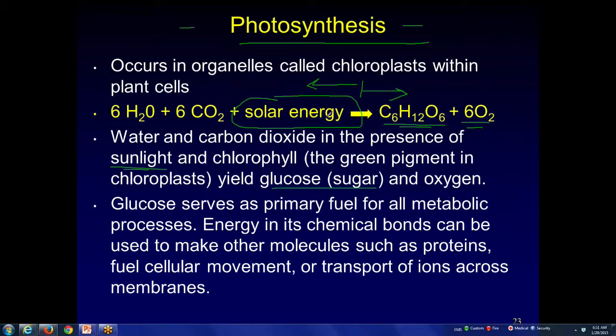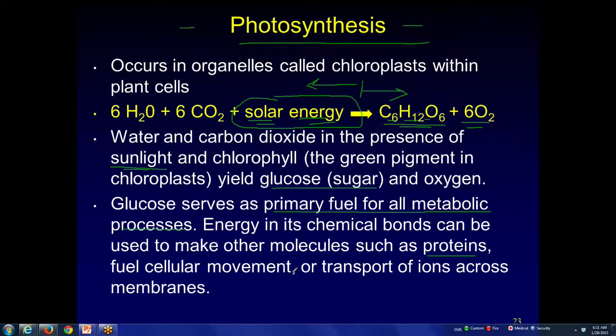You see, folks, we've taken the solar energy, the energy from the sun, and that energy is now locked up within the bonds of the C6H12O6 glucose molecule. So it then serves as the primary fuel for all metabolic processes. It can be used to make all other organic compounds. So glucose is a precursor to making proteins.